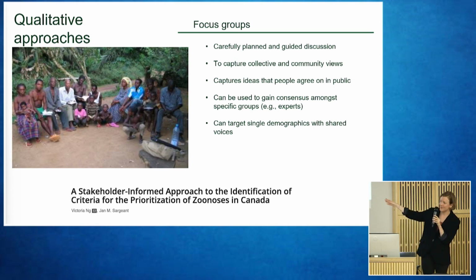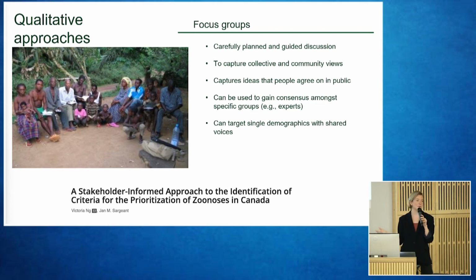So I put an example here of a paper that did a focus group where they had zoonotic disease experts come in and speak together in a focus group to gain consensus on prioritization of zoonotic diseases. So focus groups can be a place where you actually systematically build consensus and then are able to present the results of that. You can also use a focus group to target single demographics with shared voices, so understand what a group feels about a specific topic.